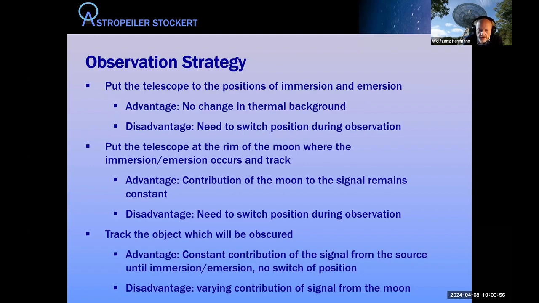Every time you move the telescope, the thermal background from the ground can change a bit, and that gives you a change in the signal. However, there's a disadvantage. You need to switch position. So you put your telescope to the point of immersion, you observe things happening, and then you move the telescope to the emersion point and then wait until it comes back. That's a disadvantage because you don't see what's happening in between.